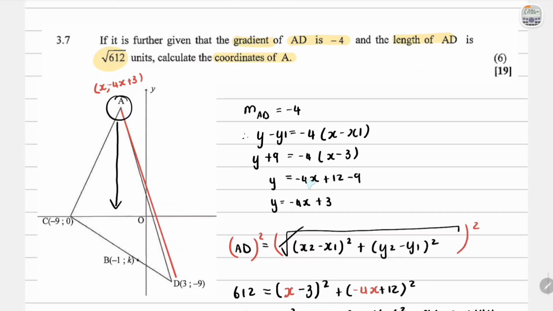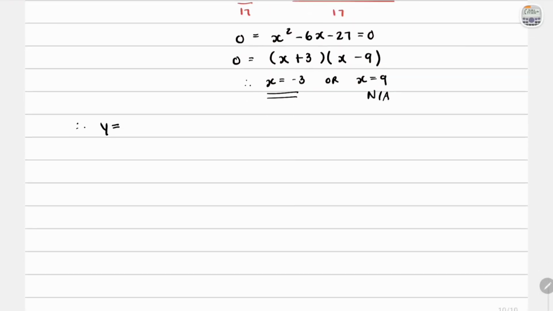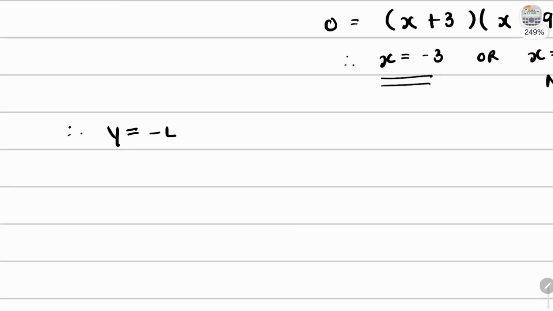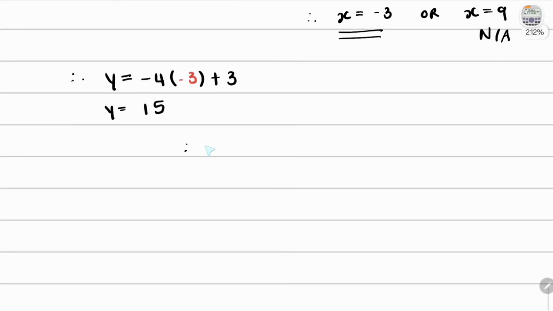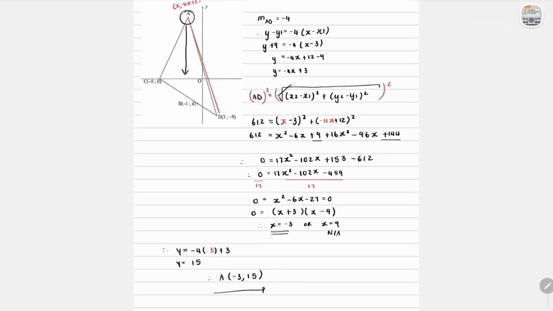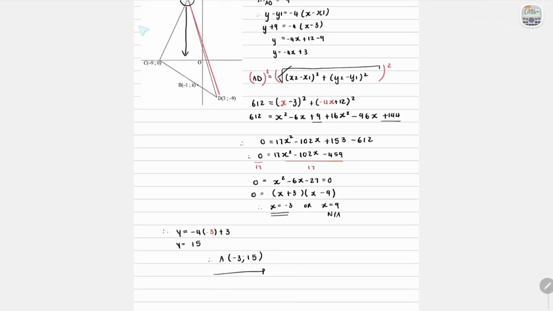You know that the equation of the line AD is y equals negative 4x plus 3. So that's y equals negative 4 in place of x, we say negative 3 and then plus 3. And that would be 12 plus 3, which is 15. And so therefore, the point A we were looking for is simply negative 3 and 15. And that is our answer. And that is it for question 3.